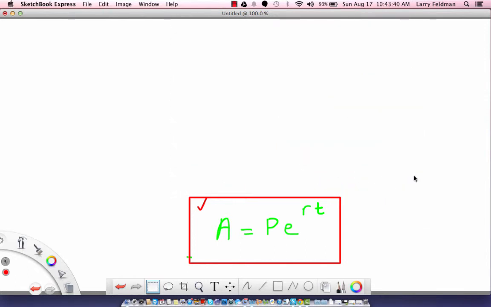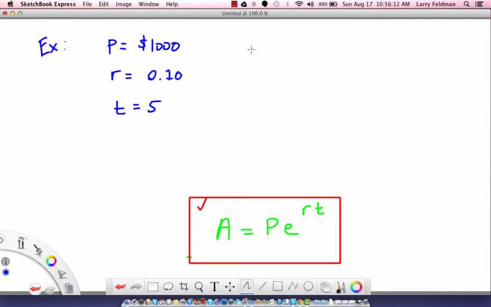And let's do a few examples. In the first example, let's assume that Tim wants to invest $1,000 in an account earning 10% interest. So we have to write that in decimal form. And he wants to invest the money for 5 years, and the interest is compounded continuously.